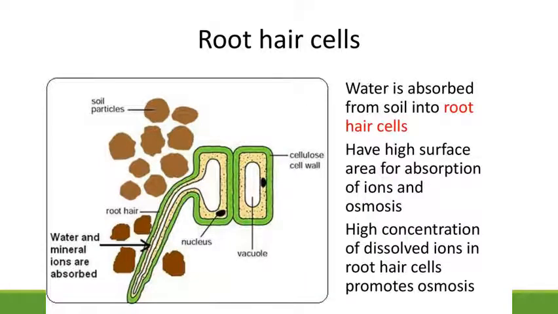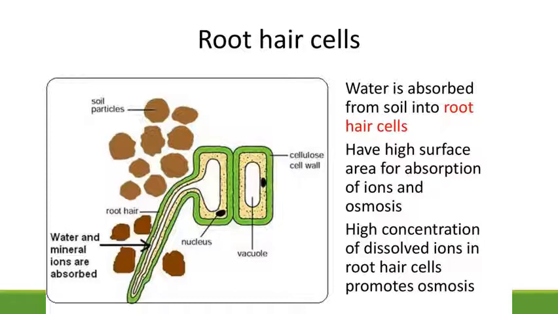So plants have specialized cells in their roots called root hair cells, and they are great for absorbing water from the soil because they have a high surface area, and so that allows for more contact with the soil and more area for the diffusion to occur, or osmosis to occur, excuse me.